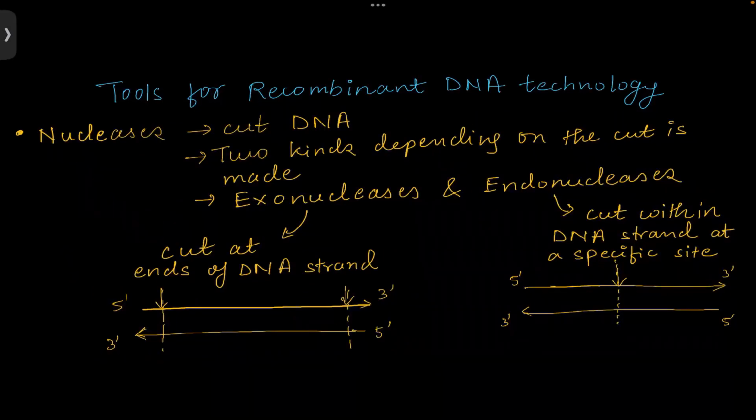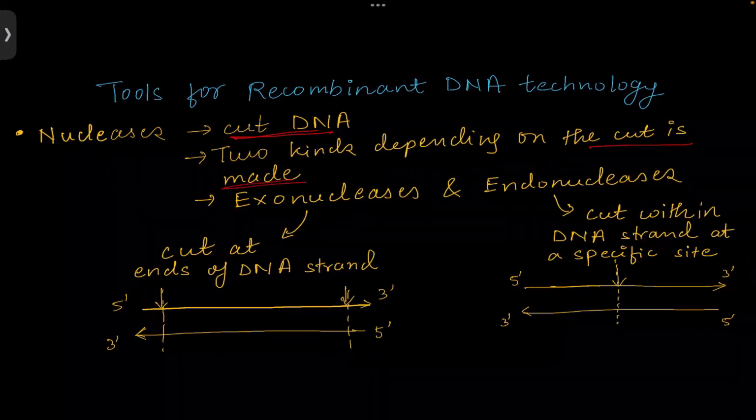Now, nucleases. What are nucleases? Nucleases are basically a group of enzymes which can cut DNA. Nucleases are of two types. We can divide nucleases into two subcategories, depending on where the cut is made. Where does this nuclease enzyme make a cut within the DNA sequence? So there are exonucleases and endonucleases.